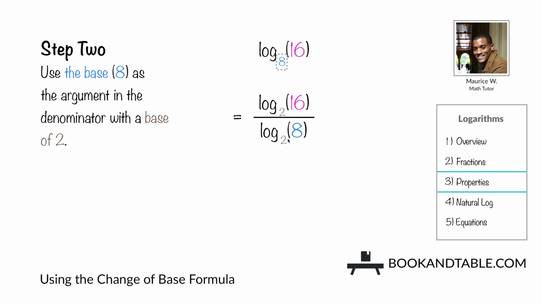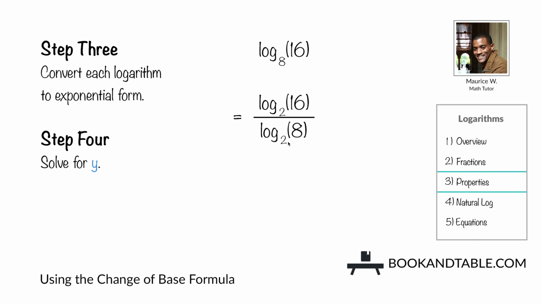And since both of these terms can be simplified, we want to go ahead and do so. So we want to convert each logarithm to exponential form. We'll start with the numerator by setting it equal to y, giving us log of base 2 of 16 is equal to y. And now we can convert this to exponential form by taking our base 2, raising it to a power of y, and setting that equal to the argument 16.